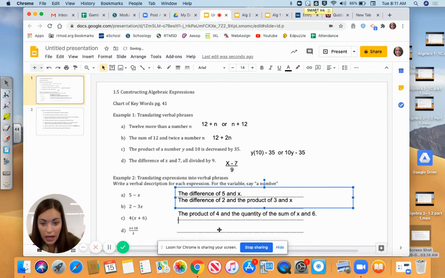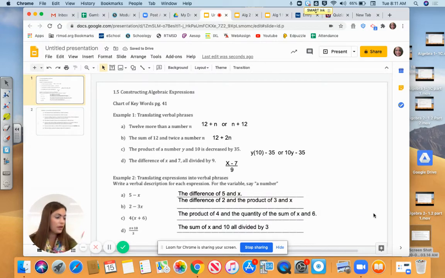All right. And then the next one, we could say, let's do, this is x plus 10 all divided by 3. Let's say the sum of x and 10 all divided by 3. That one would work for that.